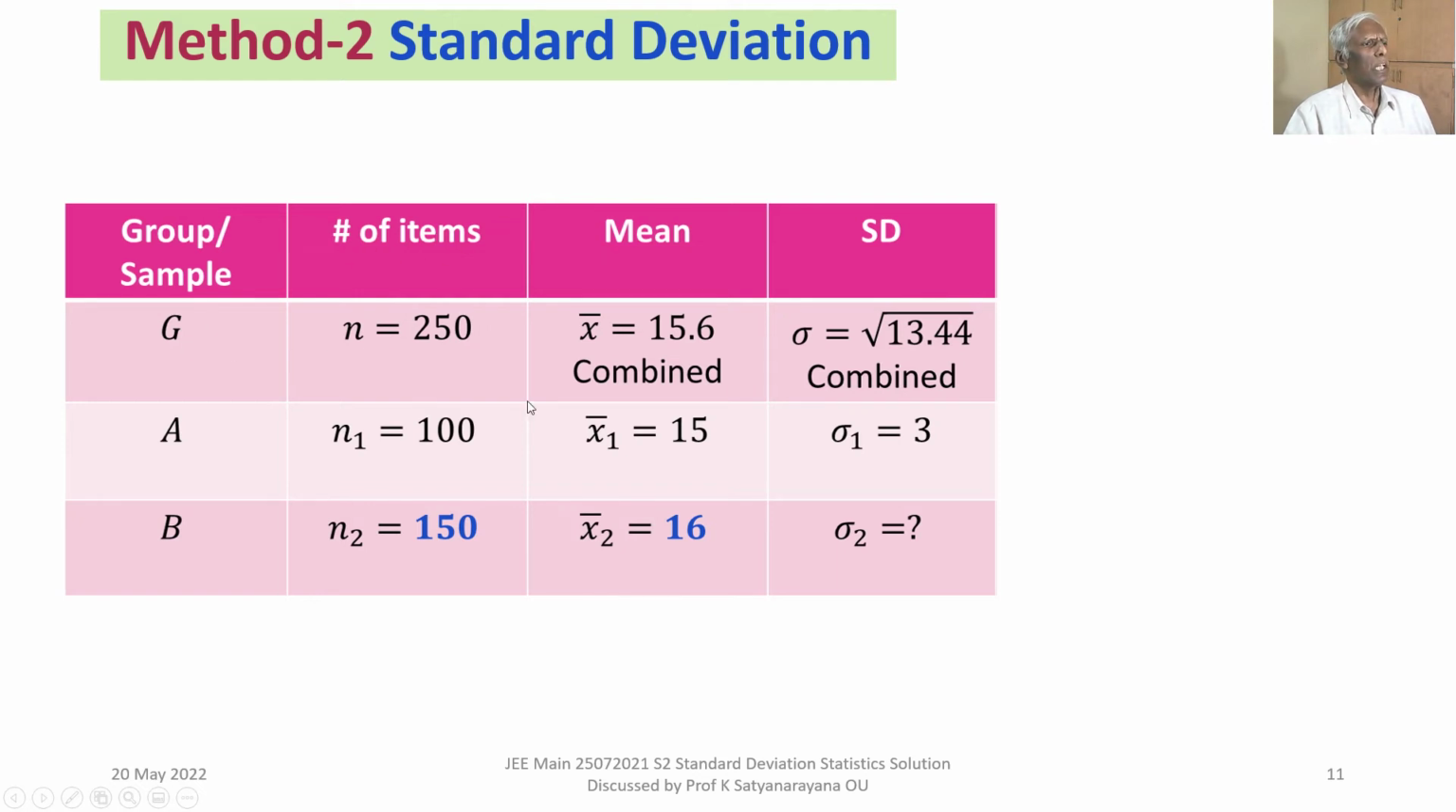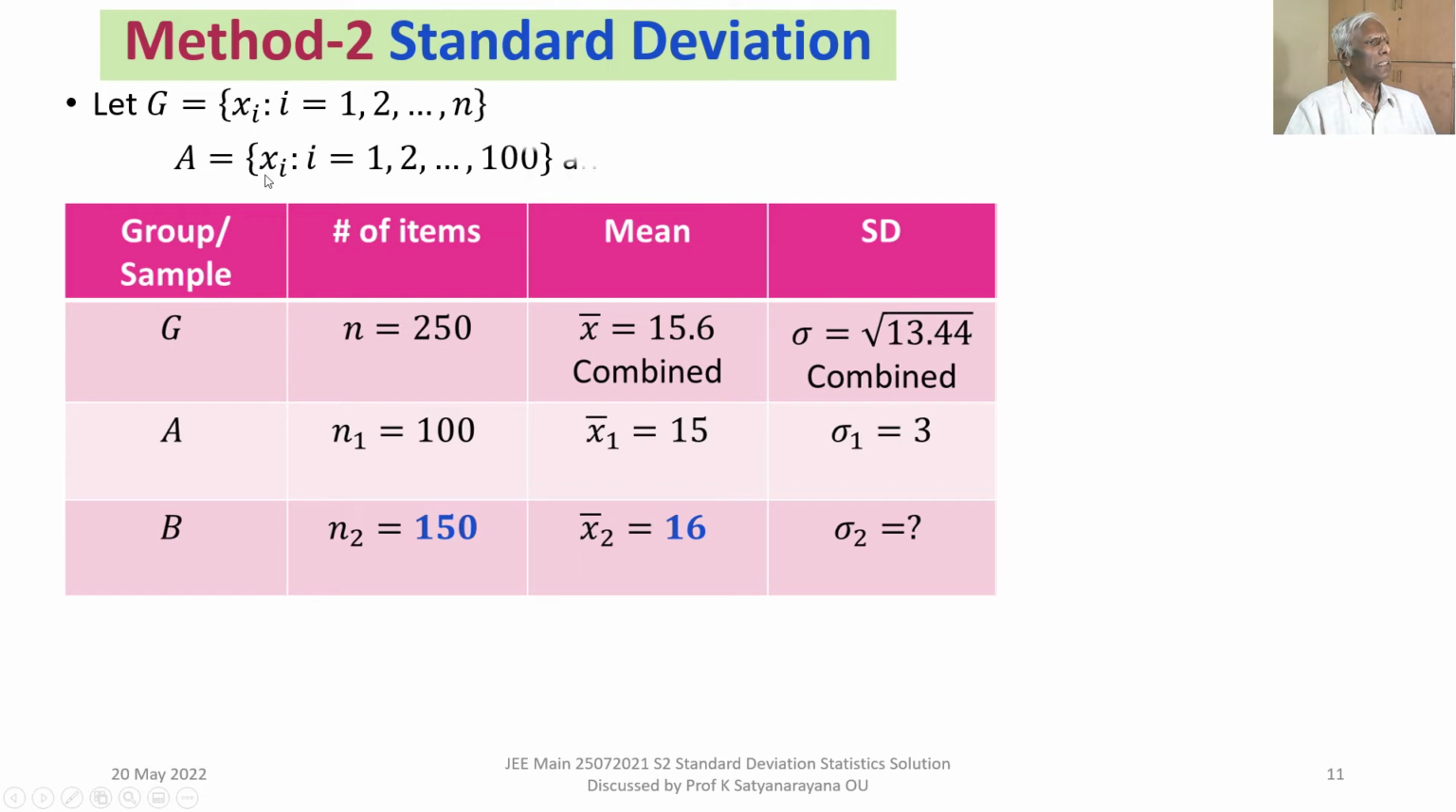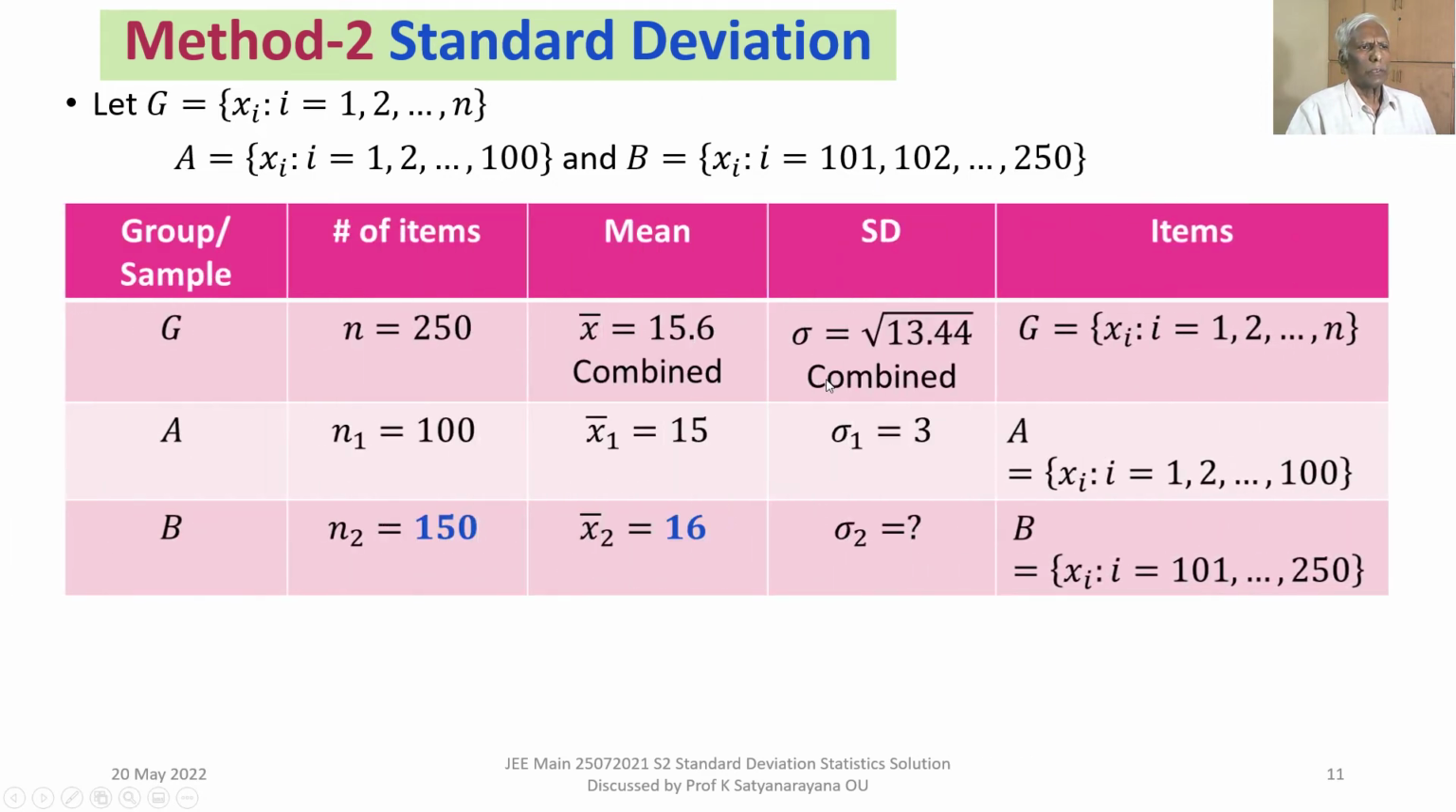The items of G are indexed as x1, x2, etc., x250, and the items of A are the first 100 items, that is xi, I is equal to 1 to 100, and the items of B are the next 150 items, that is the set of all xi, I is equal to 101 to 250. So the items are indexed here for convenience.